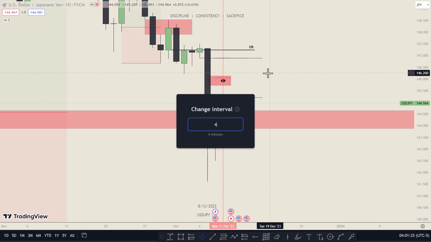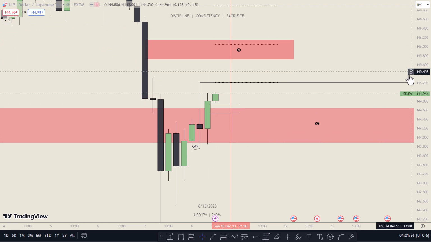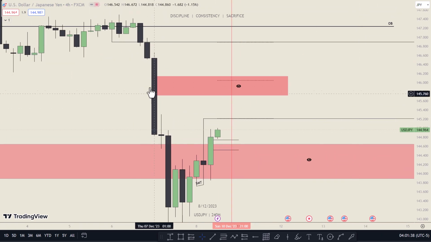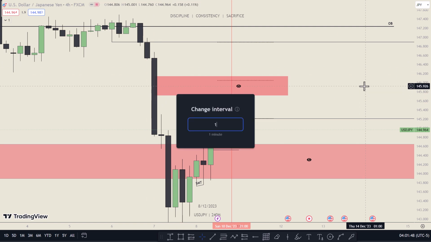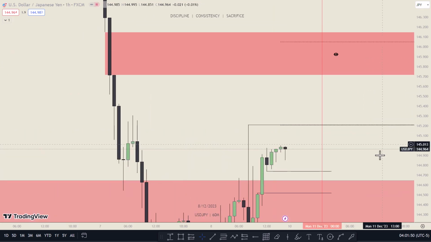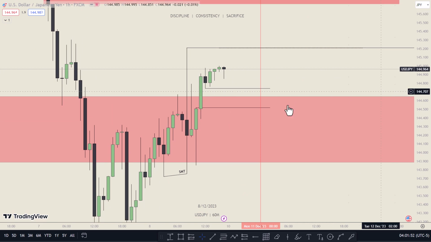If we go to the 4-hour, as you can see, we still didn't fill this fair value gap, and I'm expecting it to be filled, balanced this week. If we go to the 1-hour, we can see that we have an expansion to the upside, leaving a fair value gap, right?